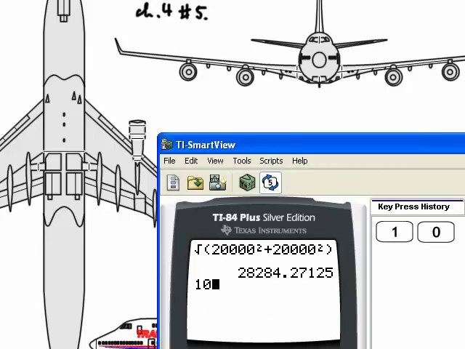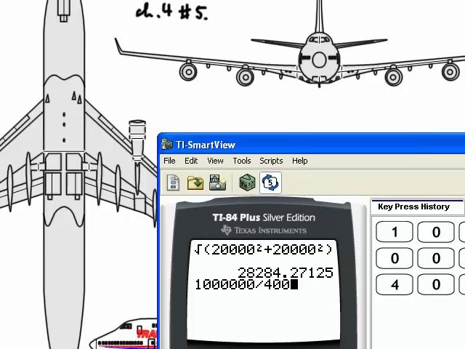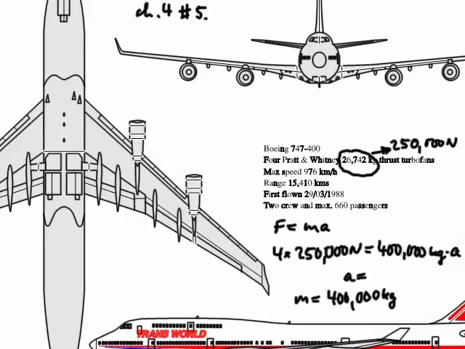So 1 million divided by 400,000 is 2.5. I could have done this quicker and just said 10 divided by 4 or 1,000 by 400, but in any case 2.5 meters per second squared is the acceleration.